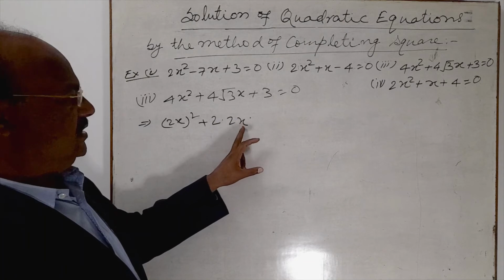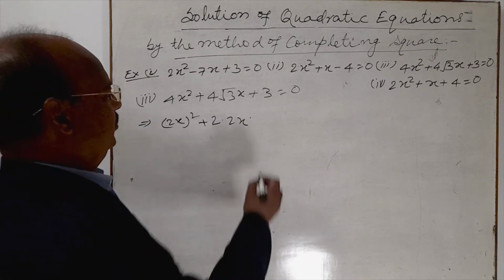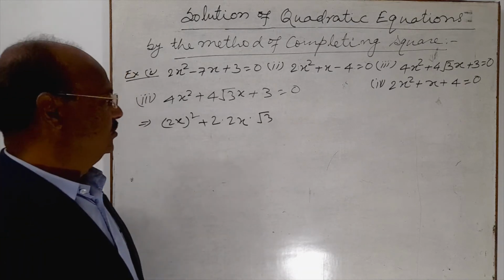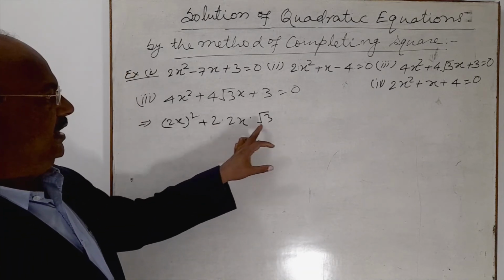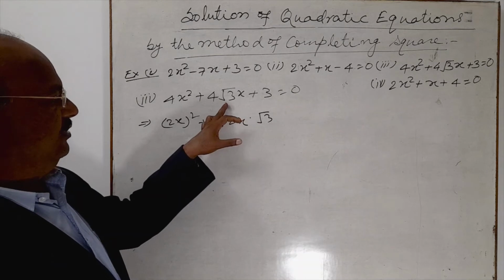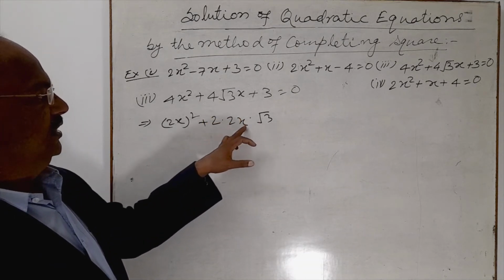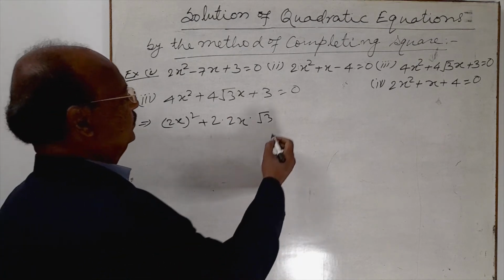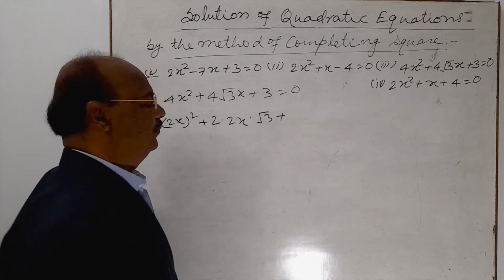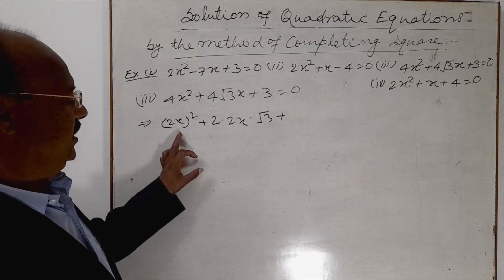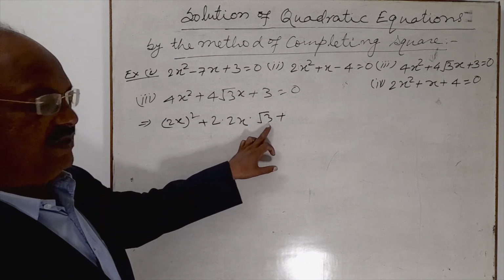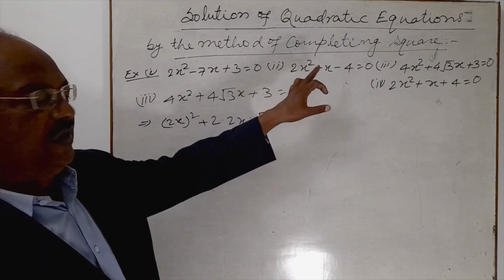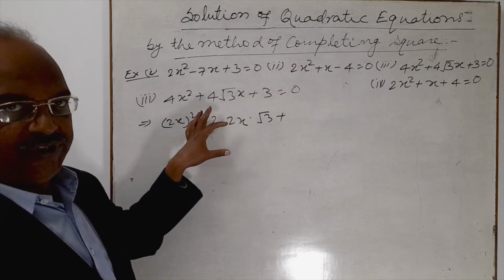So 4x is already here. We must have here b is equal to root 3, so that twice ab is having the same value 4 root 3x. That we should take care of. And plus b square. This is a square plus 2ab plus b square. Then only we can be able to complete the square. Correct? That's why we are approaching like this.